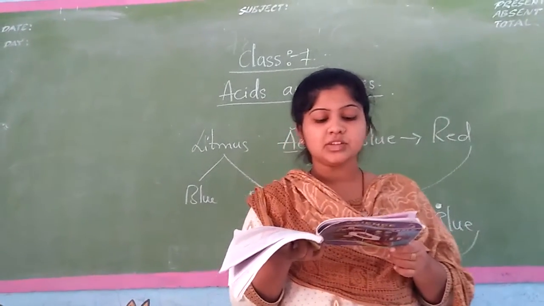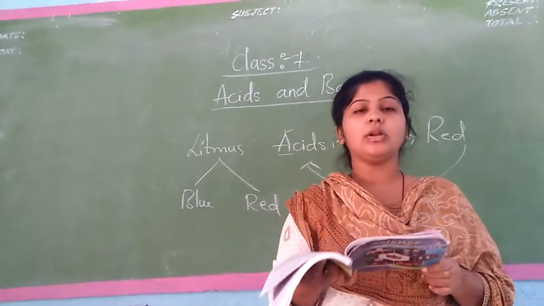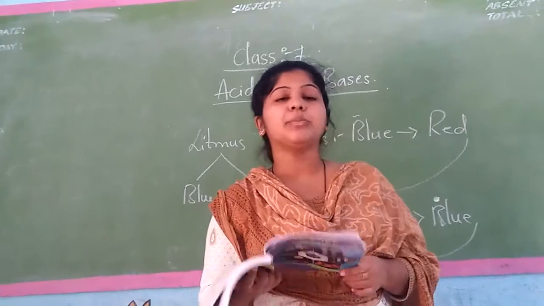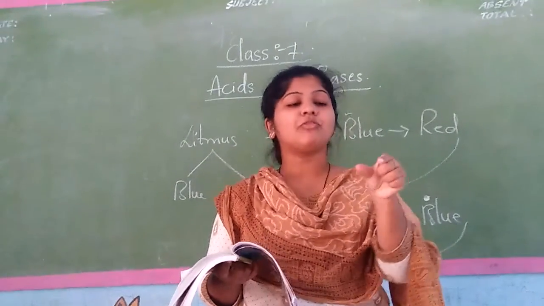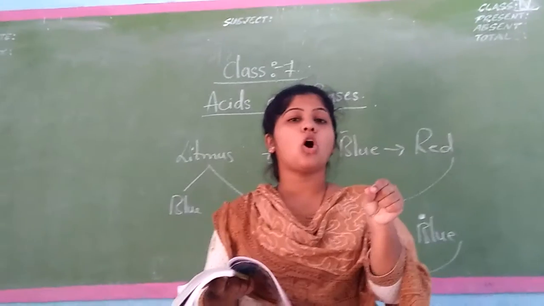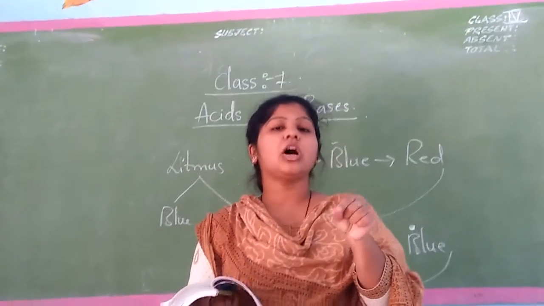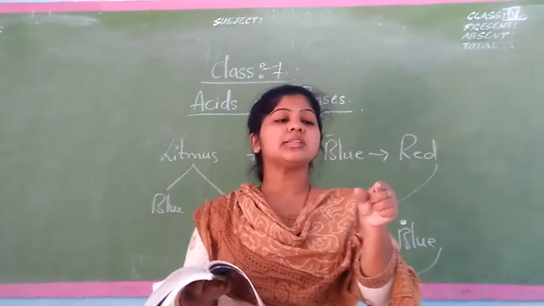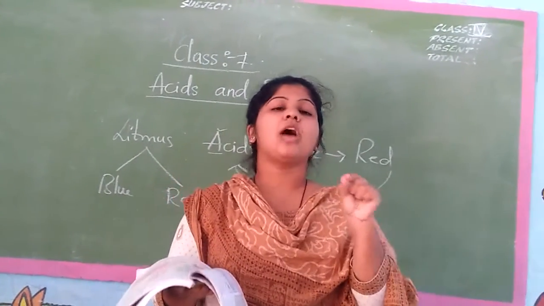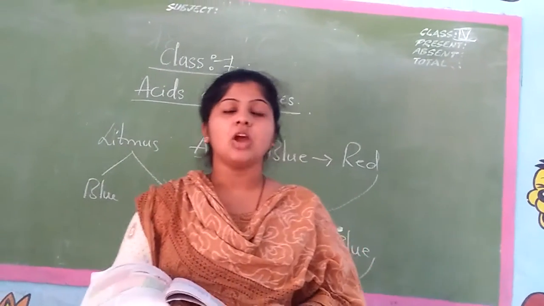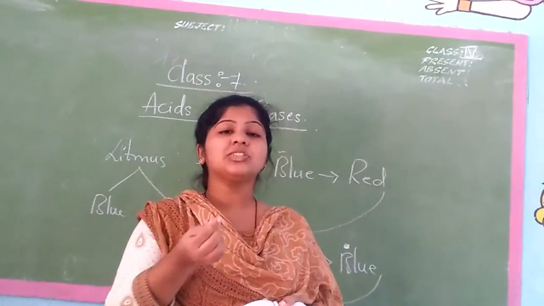Then let us do 5. Burn a small piece of magnesium ribbon by holding it with tongs. Magnesium ribbon is one type of mineral, magnesium. You have to catch that ribbon with the help of tongs. Tongs means what? Without catching with your hand, you'll be using some tongs. Once you see the picture, you can understand. And you have to burn it using a matchstick. What happens? You have to catch the ash.